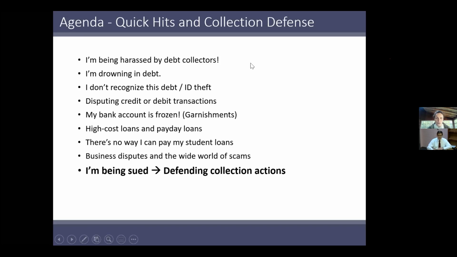So we're going to start with hopefully the first 25 minutes or so. We'll just run through some of the most common problems that people face related to debts. And then for the second half, we'll focus on defending consumers in collection actions. It'll still be at a pretty general overview of collection actions. And if anybody is interested in a more detailed version of that at the end, I'll point you to some resources to a much more in-depth training on collection actions.